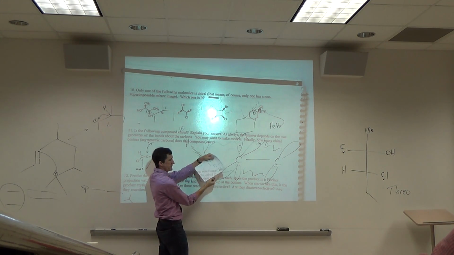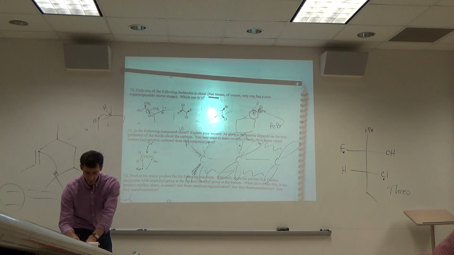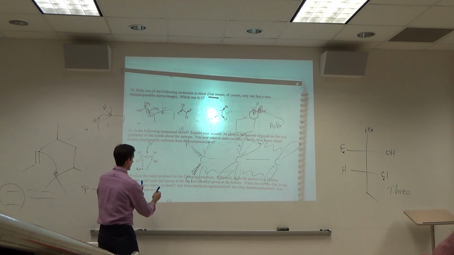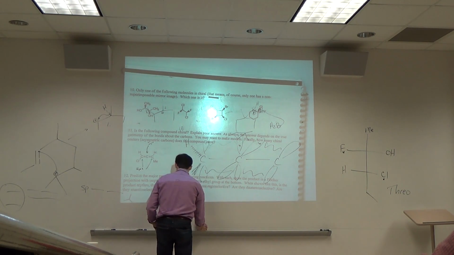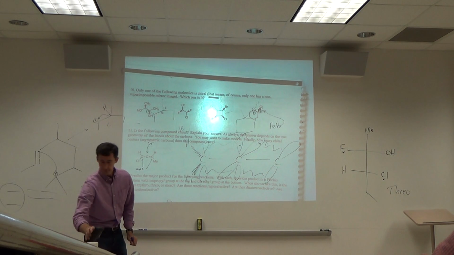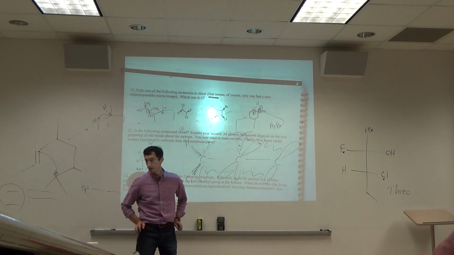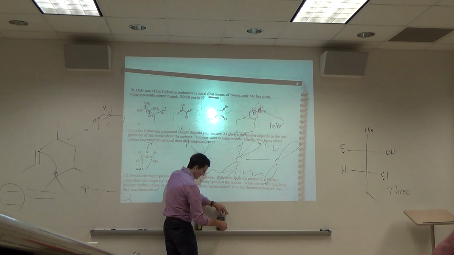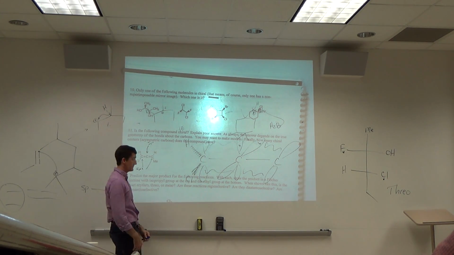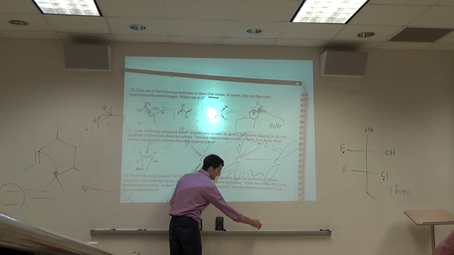The A orbitals are straight up. I wish I had Velcro or something. The A orbitals are straight up. They're both straight up. There we go. This carbon also has a p orbital that's perpendicular. It's coming out. That's two. One straight up, one coming out. How is this other p orbital? It's coming out.